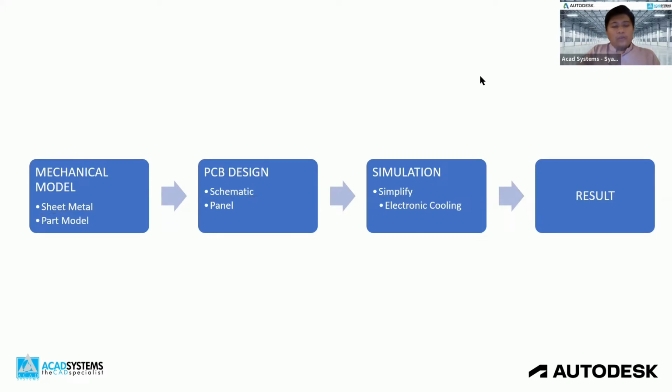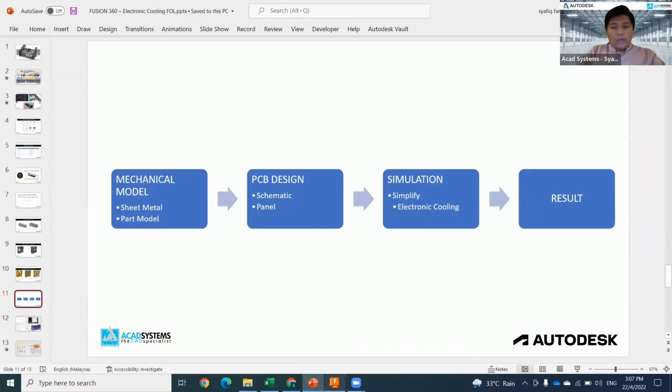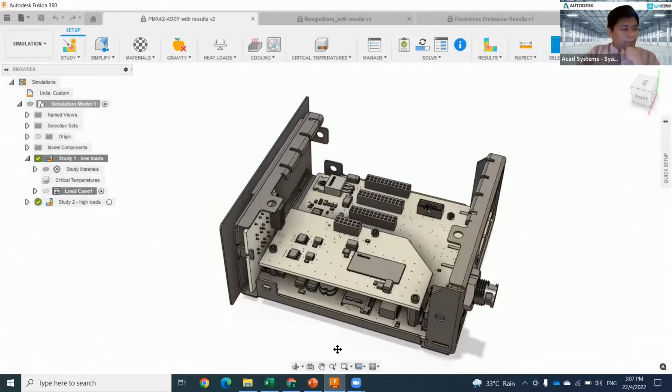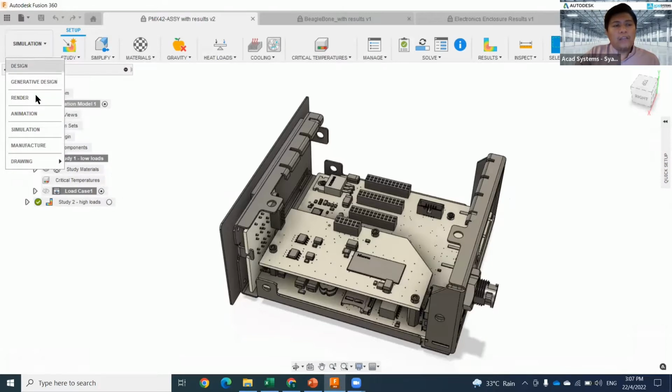Okay, so let's go to our software. Right, so I will go to this Fusion 360. In this case, I will demonstrate the result first, and then how to create this kind of result. As you can see on my screen, this is one of the parts, and this one is currently activated for simulation.